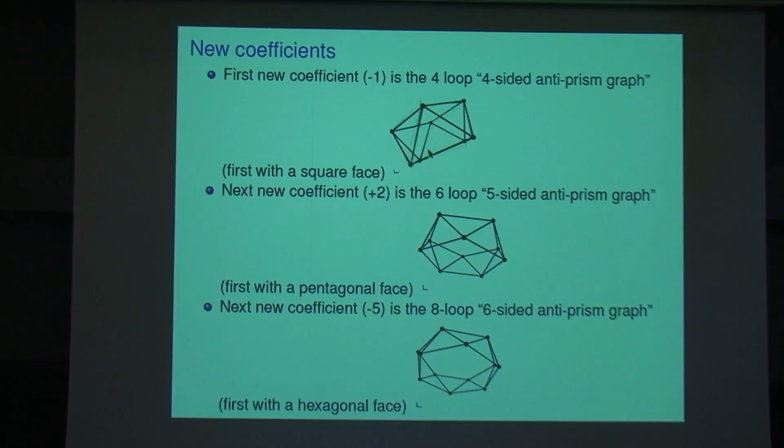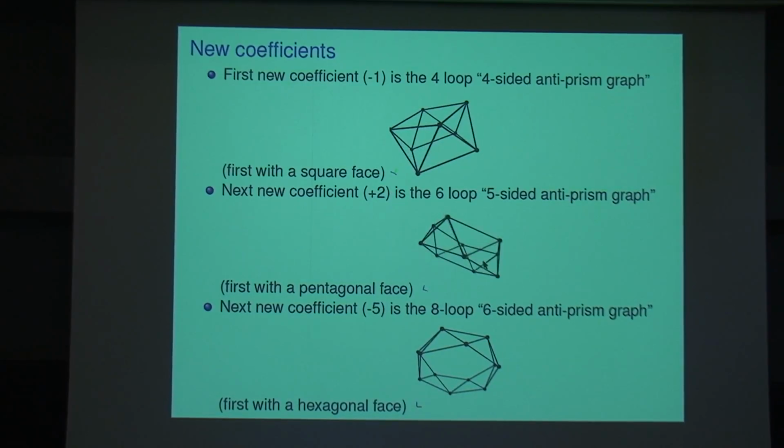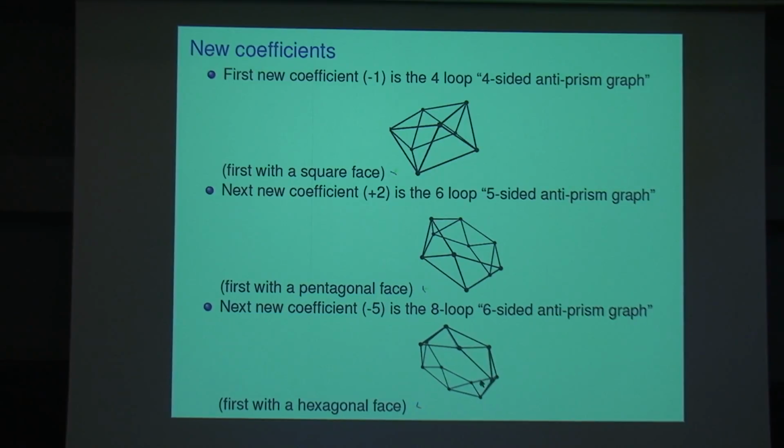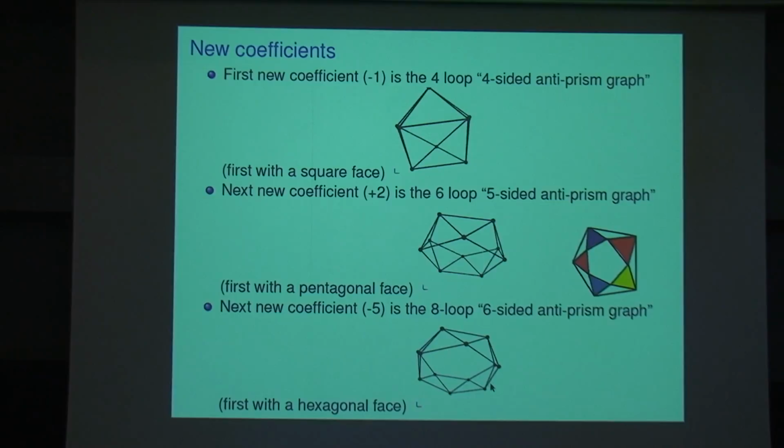So there's a 4-sided anti-prism graph. So again, it's got a square on the top and a square on the bottom. I don't know how easy it is to see that, but and triangles in between. That was the minus 1. The plus 2 has a pentagon on the top and a pentagon on the bottom, and this minus 5 at 8 loops is a hexagon, 6-sided antiprism. Actually, if you prefer, if you don't like the 3D things, then you draw it flat, it's given by the Nordita logo.